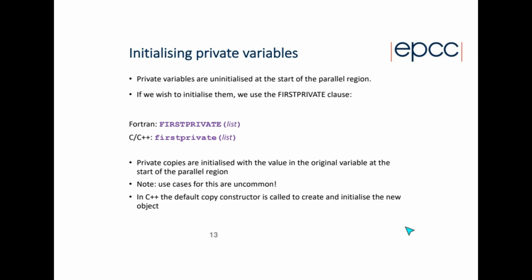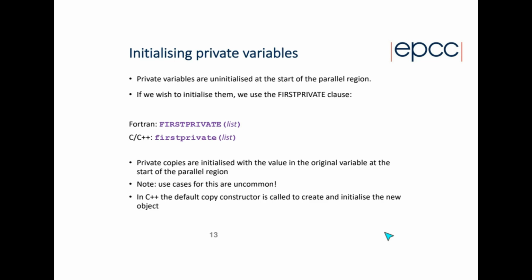Again, this works for C++ objects, and in this case, the default copy constructor is going to be called to create and initialize the new object that every thread is going to get. Things in this list, so private and firstprivate, all work with arrays. But you have to realize that there is some cost of making the copy.